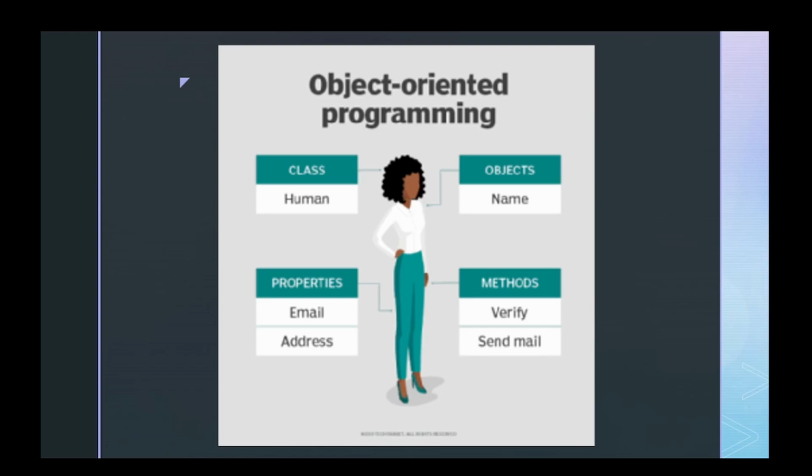Methods, on the other hand, are things that your object knows how to do. For this, it has verify and send email. I like to think of it as, if we're thinking about a human, walk, talk, breathe. A human knows how to do all of those, regardless of what your properties are or what your name is, if that makes any sense.